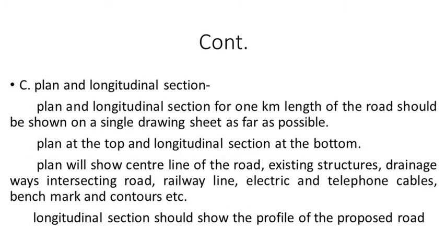Again, the next one is the plan and longitudinal section. The plan and longitudinal section for 1 kilometer length of the road should be shown on a single drawing sheet as far as possible, with the plan at the top and the longitudinal section at the bottom of that sheet. The plan will show the center line of the road, existing structures, drainage ways, intersecting roads, railway lines, electric and telephone cables, benchmarks, and contours. The longitudinal section should show the profile of the proposed road.